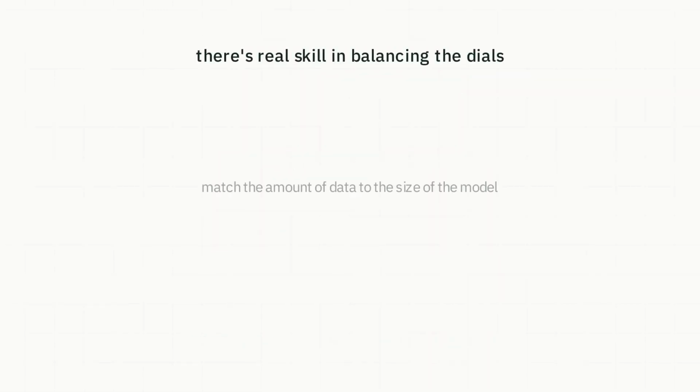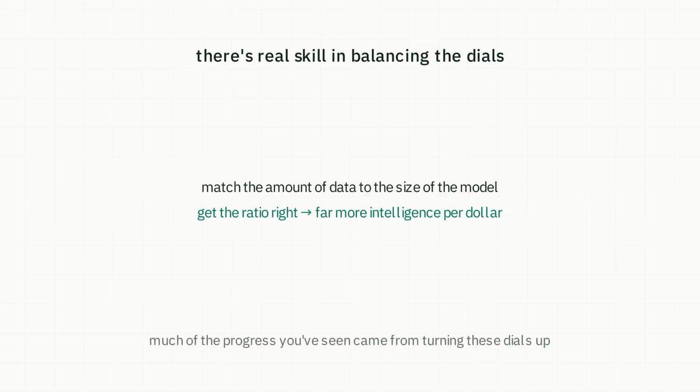It's not entirely mindless, of course. There's real skill in balancing the dials. Spend too much on model size and not enough on data, and you waste the parameters. Get the ratio right, matching the amount of data to the size of the model, and you extract far more intelligence from the same budget. But the headline remains one of the defining facts of our moment. A huge fraction of the progress you've witnessed in AI came not from a new idea, but from turning these dials up and up and up.